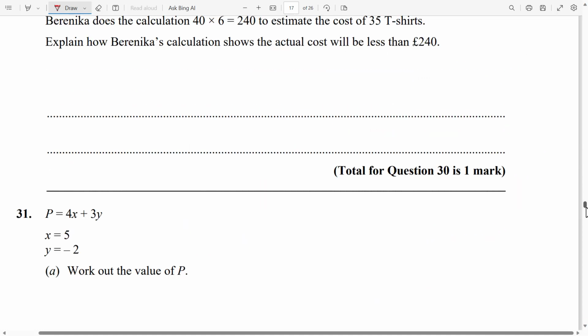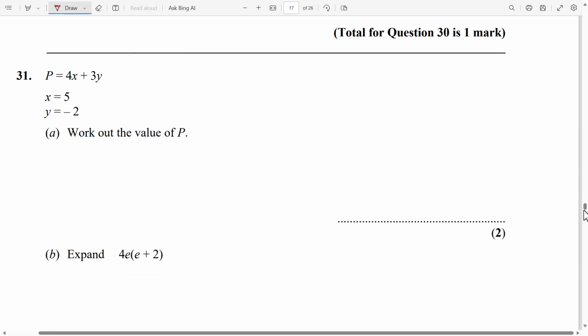So you have this question here. P is 4x plus 3y, and x is 5, and y is minus 3. What is the value of P? So P is 4x, but that's 4 times 5. Then you add 3 times y, but y is minus 3. If you simplify this, that's 20 minus 9.